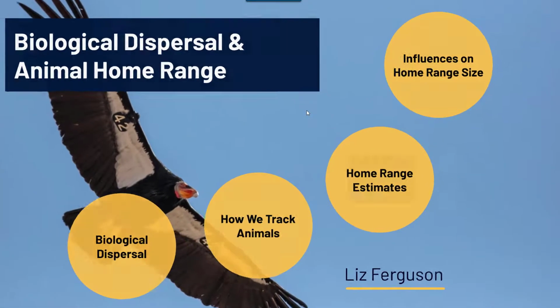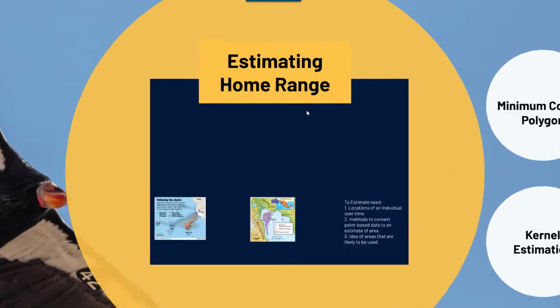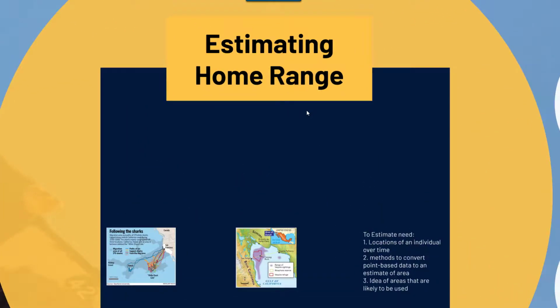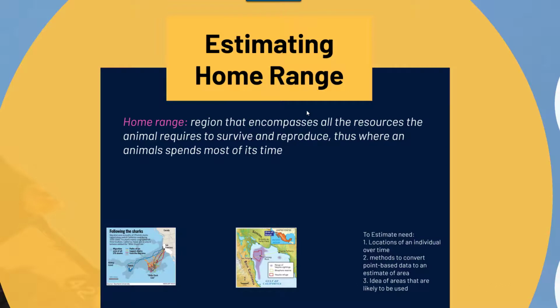So home range estimates are an important element of being able to understand the movement of organisms, or something to take away from that movement. A home range is a region that encompasses all the resources that an animal requires to survive and reproduce. It's also going to be an area where the animal is going to spend most of its time. This may include territories or defended space, but a home range is not going to be all territory. Some of it is not a protected or defended portion of the organism's habitat.